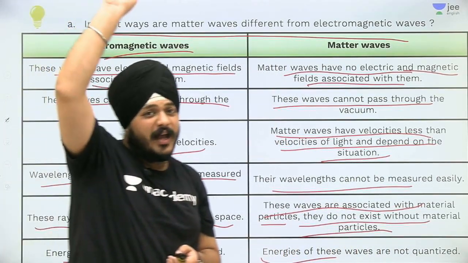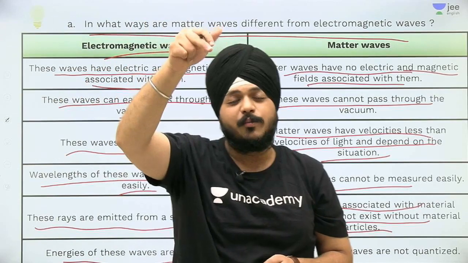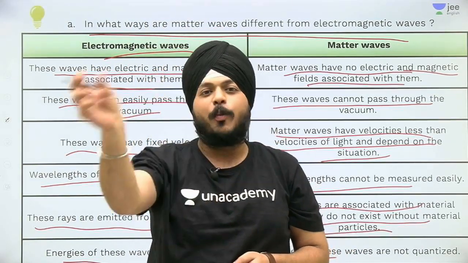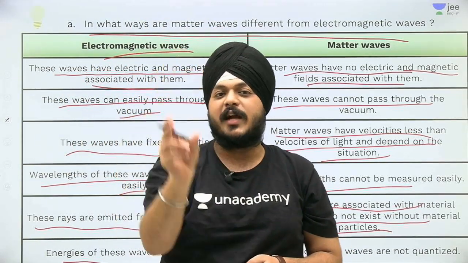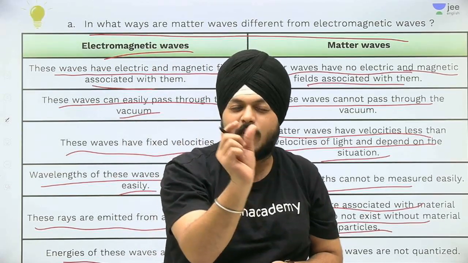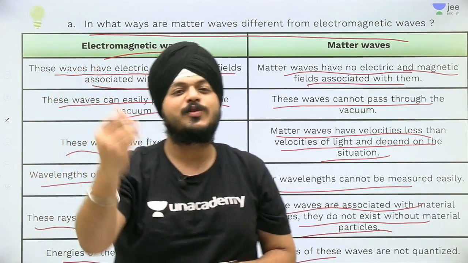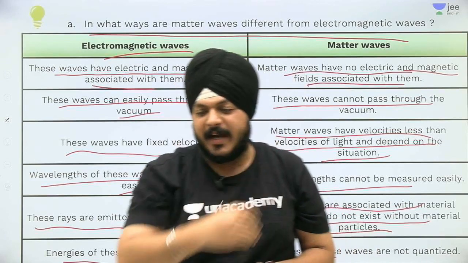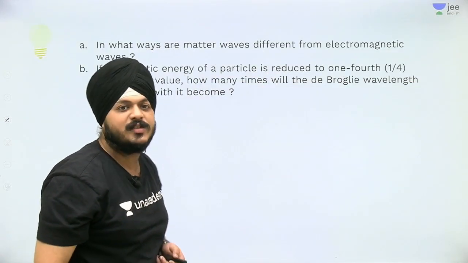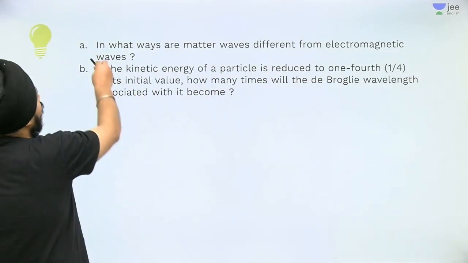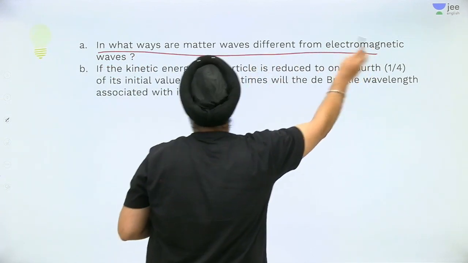Okay guys, according to Einstein, it has been written by him only: from point A to point B, if energy is transferred by means of this kind of waves, then it is transferred in the form of small packets, and those packets are known as quanta.